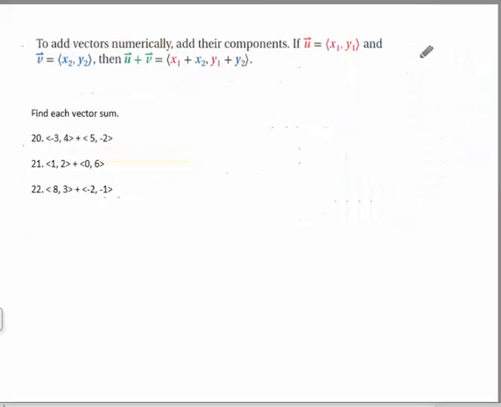And then the very last thing that we covered in this section is adding vectors numerically, and that is you just add the two horizontal components together and you add the vertical components together. So this would be -3 plus 5. -3 plus 5 is 2, and the vertical part would be 4 plus -2 would be 2. That's all there is to these. You just add the horizontal parts, and then you add the vertical parts, and you write them with the pointy brackets, the less than and greater than signs.